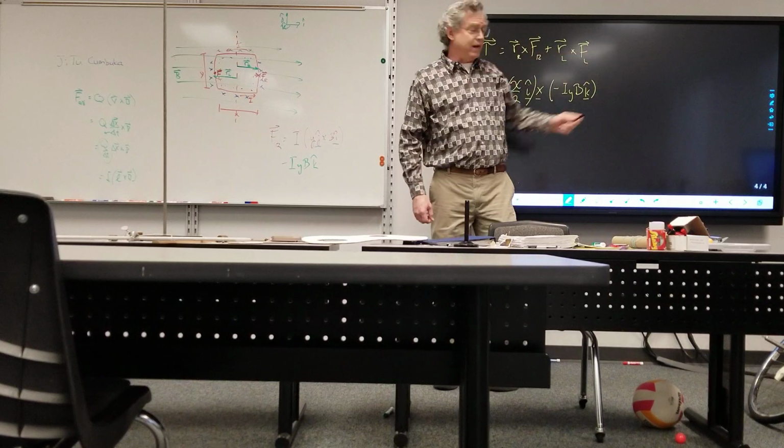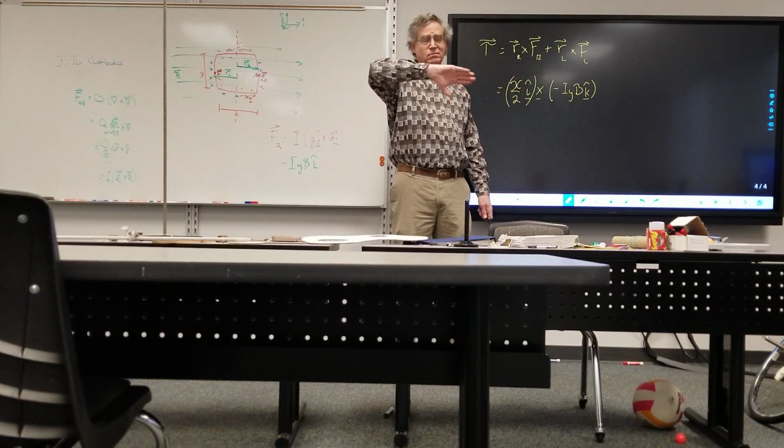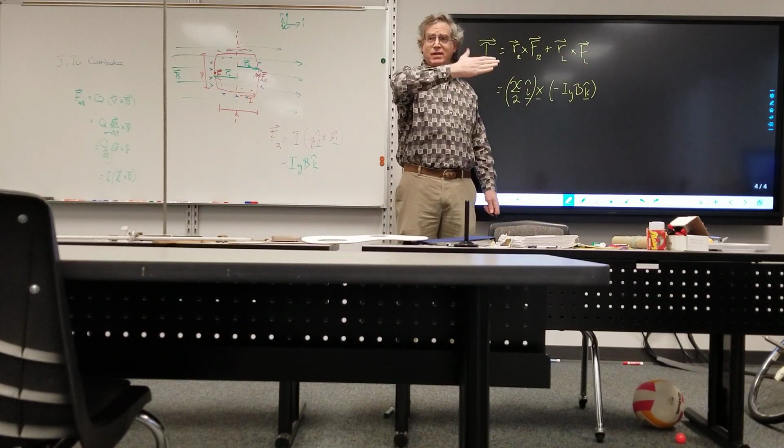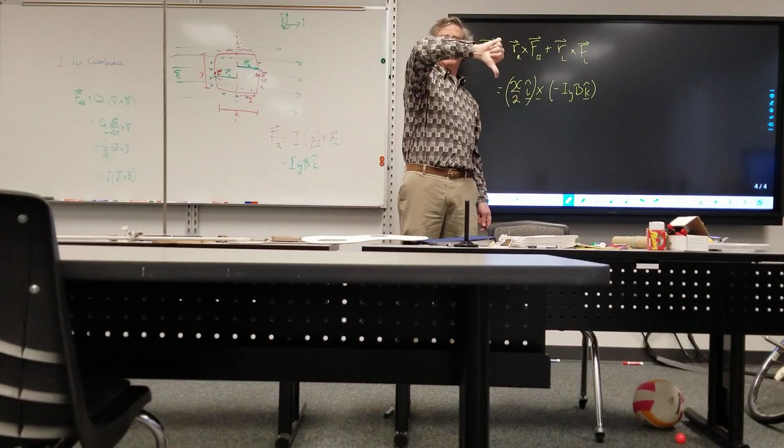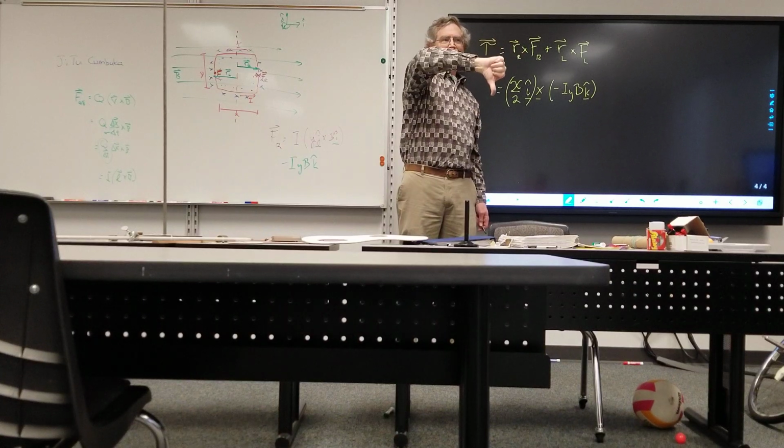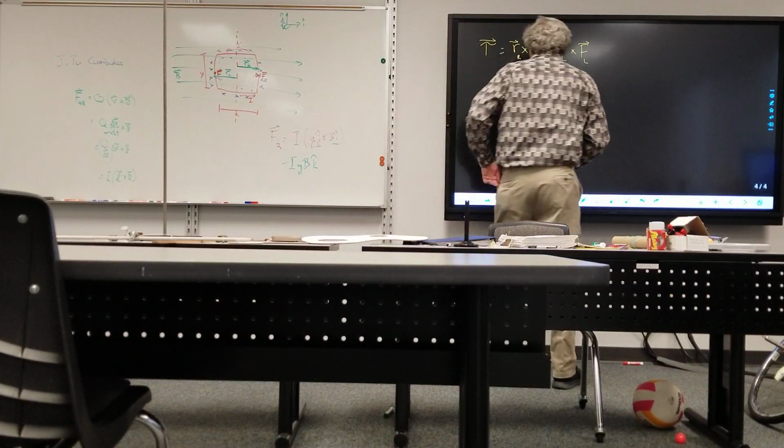It's i cross k, so i-hat. k is going that way, so my fingers need to curl that way. Right hand. Yep, thumb points down. So negative j-hat.